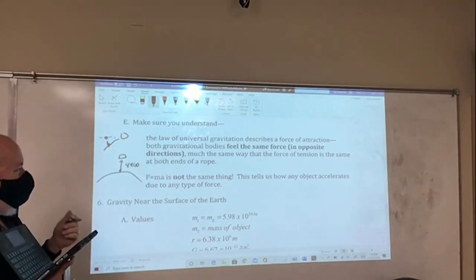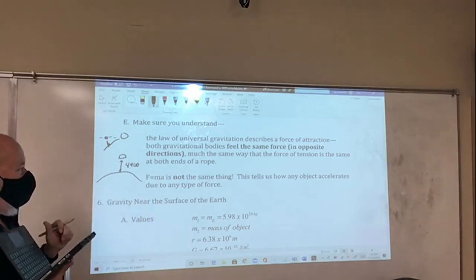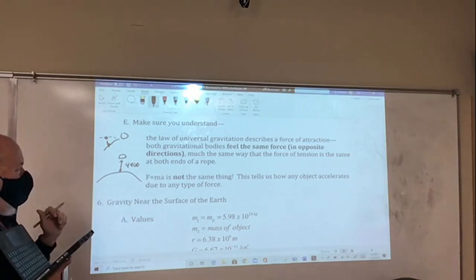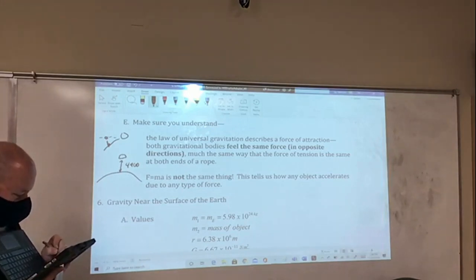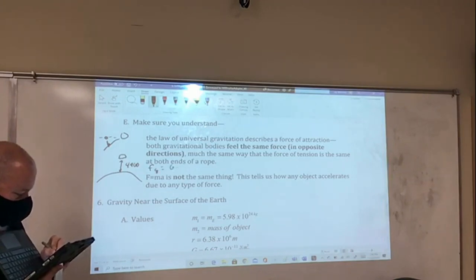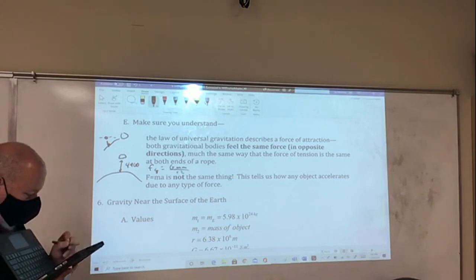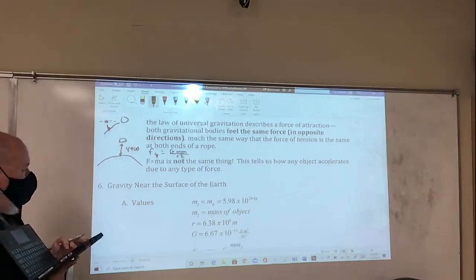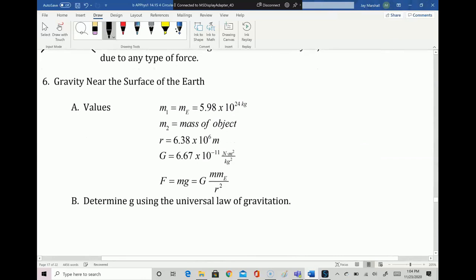Now, force equals mass times acceleration is not the same thing. This tells us how any object accelerates due to any type of force. This is not the same thing as Fg equals GMm over r squared. Okay, so anyway, you would be given all of these values. You would be given, if you needed it, the mass of the Earth, the radius of the Earth, and the gravitational constant. You wouldn't be given force equals mg, but you would be given force equals G times Mm over r squared.